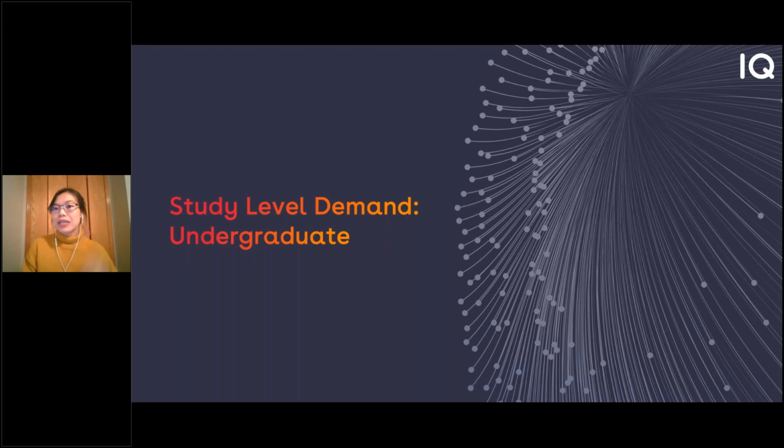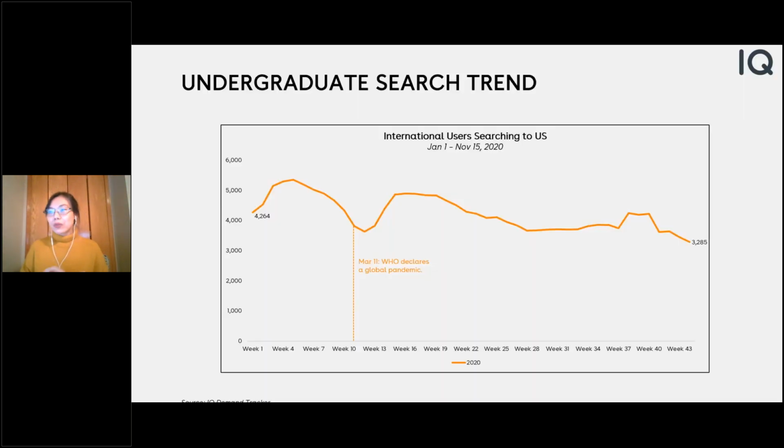The next part is what we're going to talk about. I would like to start with the undergraduate trend. This is what happened this year. The trend from January 1st to November 15 of 2020: we started off pretty strong. Once we got hit by COVID, everything slowed down and we see the drop there. But we also picked ourselves right back up and it got pretty high by around week 14, 15, 16 right there, and then the trend goes down after a while.